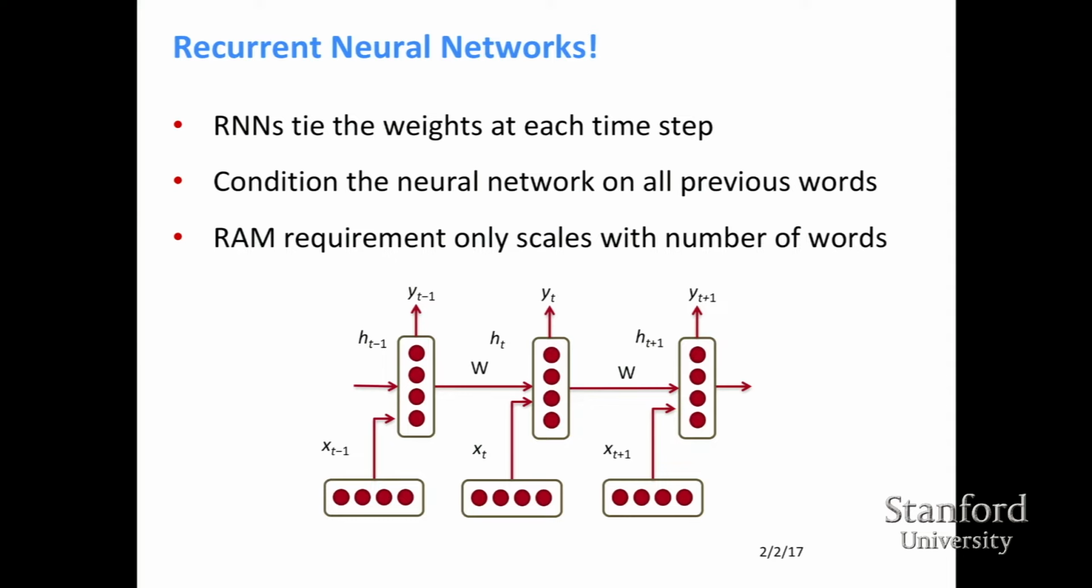Now, our way will be to use recurrent neural networks, which are similar to the normal neural networks that we've seen already, but they will tie the weights between different time steps. As you go over the sequence, you keep reusing essentially the same linear plus nonlinearity layer. And that will, at least in theory, allow us to condition what we're trying to predict on all the previous words. And here, the RAM requirements will only scale with the number of words, not with the length of the sequence that we might want to condition on.